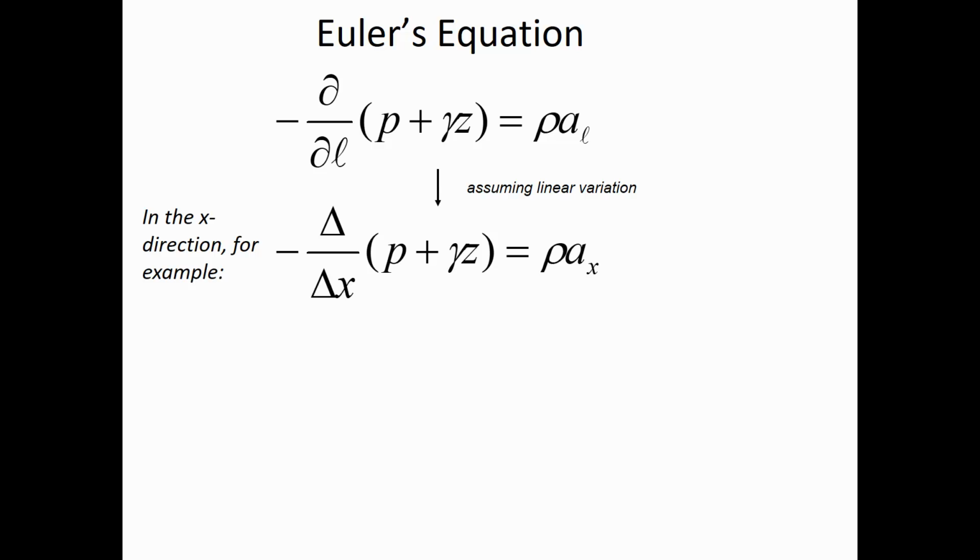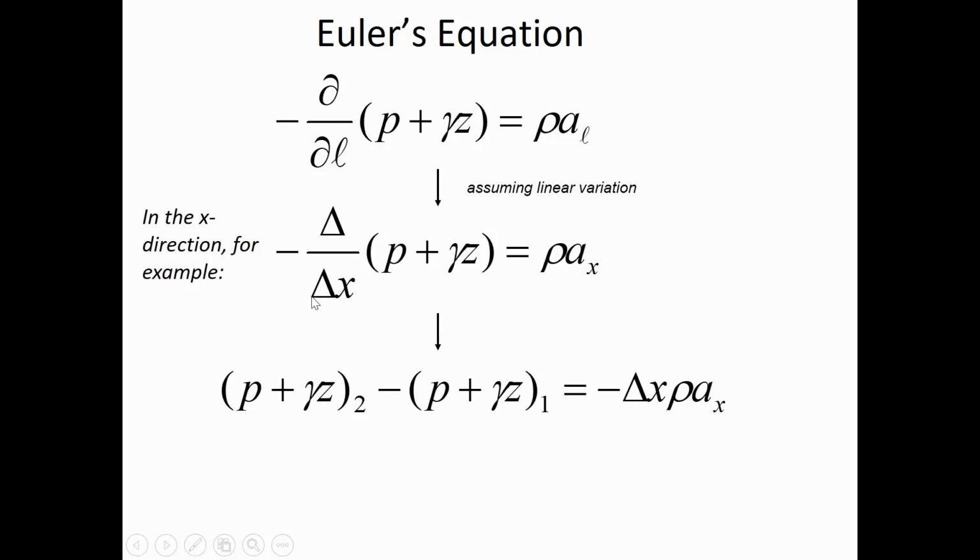So when we actually apply that to problem solving, what we're going to do is pick 2 points. We're going to usually be given the pressure at one location and want to find the pressure at another. Or it may be that we're solving for some pressure difference. So to apply it between 2 points, we have to assume a linear variation in pressure between those 2 points. And so these partial differentials become just a change in the piezometric pressure over some incremental distance.